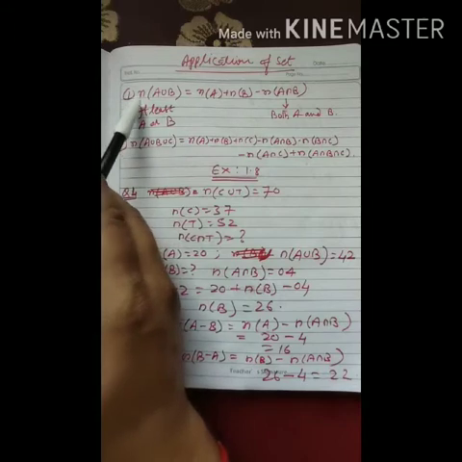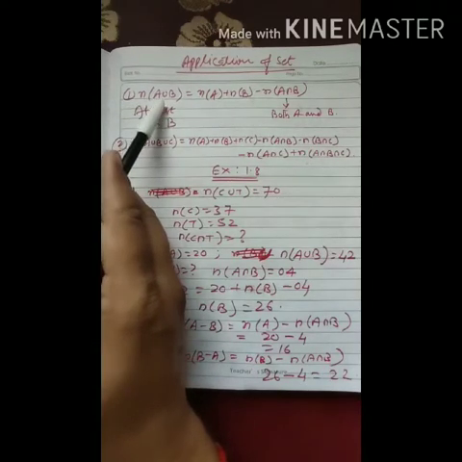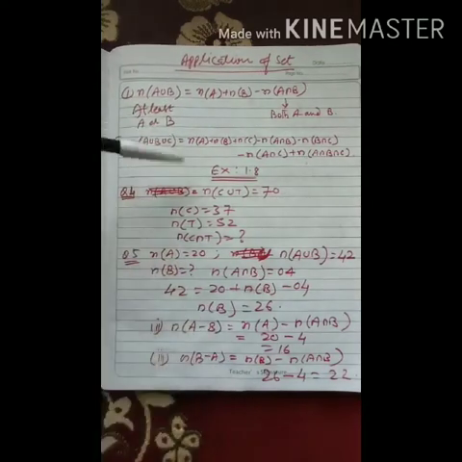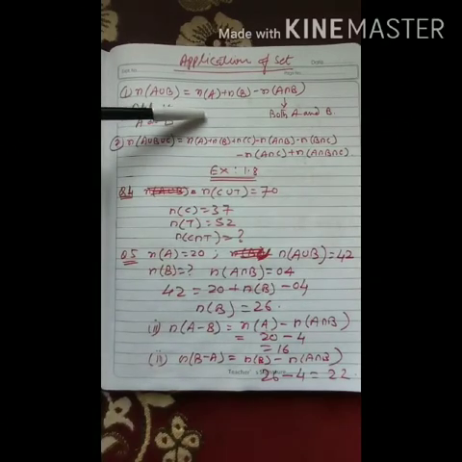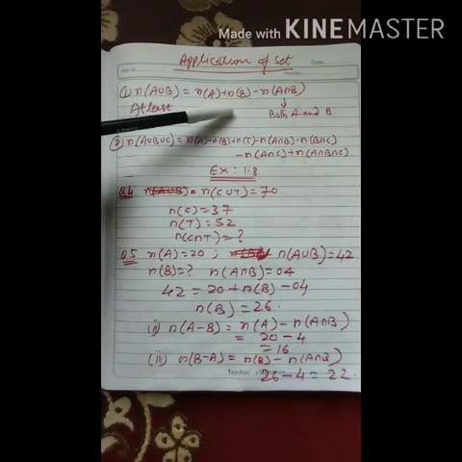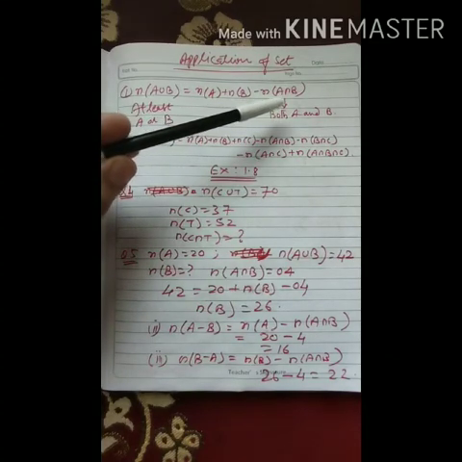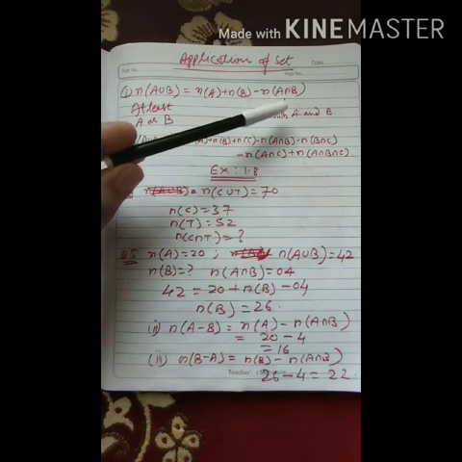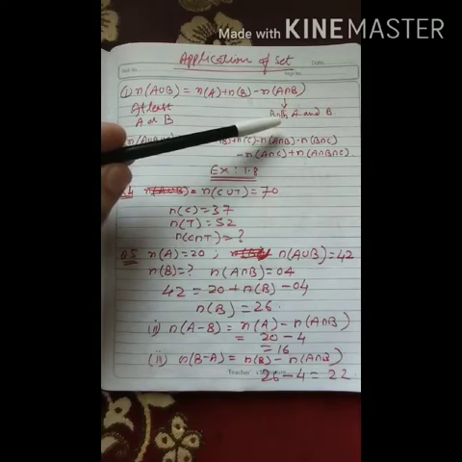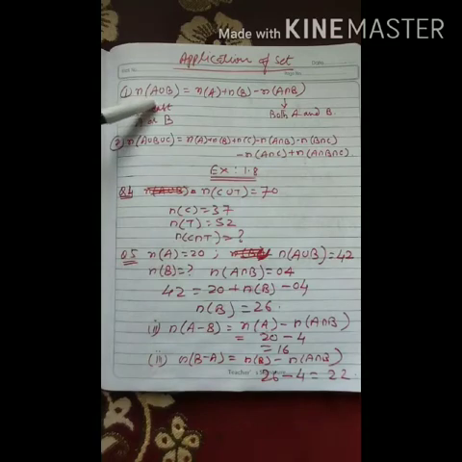First off, number of elements in A union B is equal to number of elements in A plus number of elements in B minus number of elements in A intersection B. Here A intersection B represents both the elements that come in A and B, and A union B is used for at least A or B.